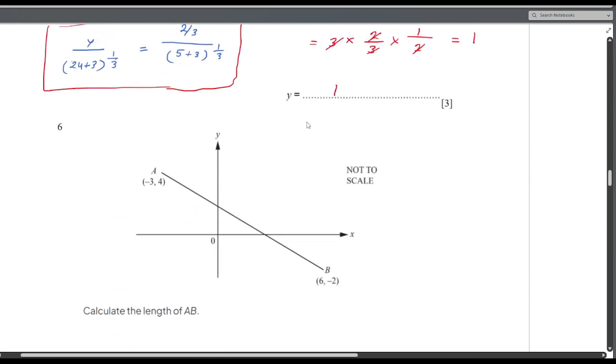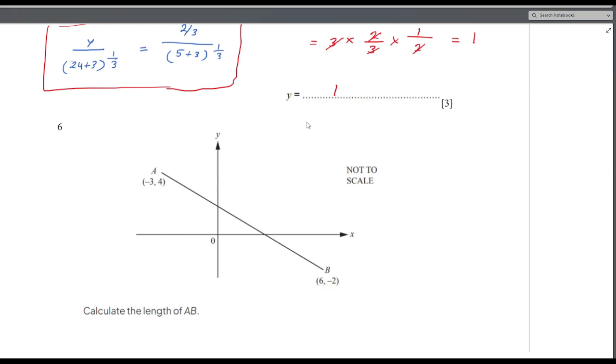Now question number 6. A and B is given. Calculate the length of AB. A and B is given. I have to find out the length of AB.